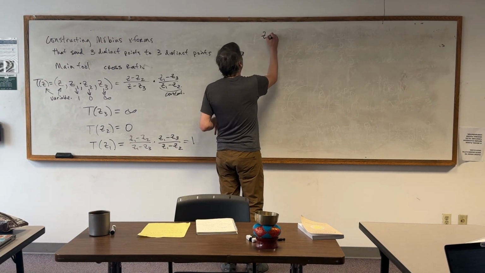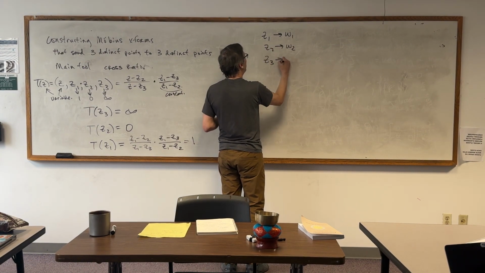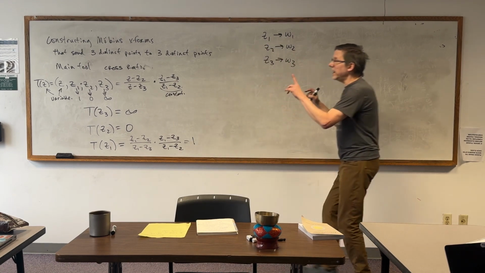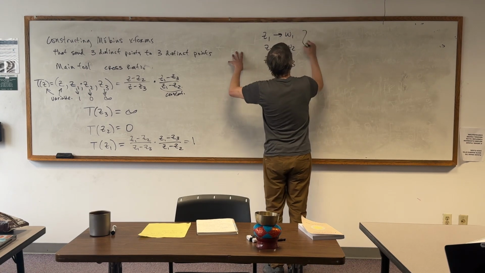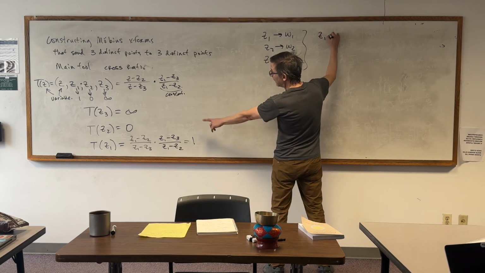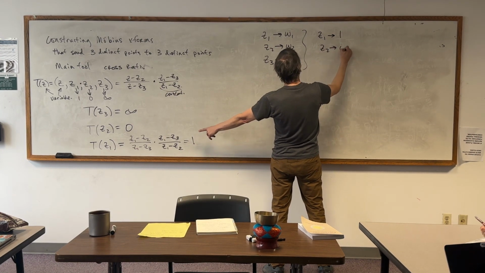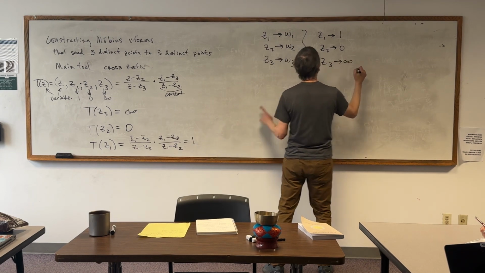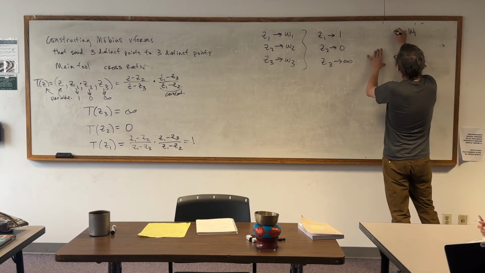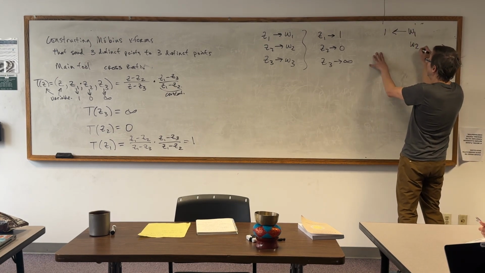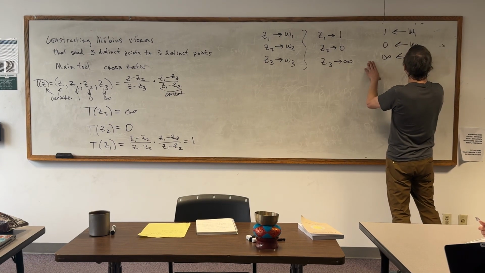If I want to send Z1 to W1, Z2 to W2, and Z3 to W3, I'm going to create 2 of these things. I'm going to create one that takes Z1 and sends it to 1, Z2 to 0, and Z3 to infinity. And then I'm going to create another one that sends W1 to 1. And I'm definitely writing these backwards on purpose. W2 to 0 and W3 to infinity.